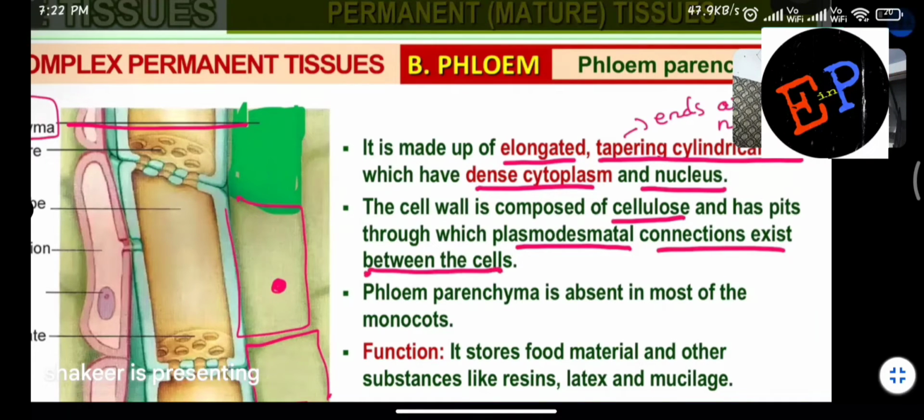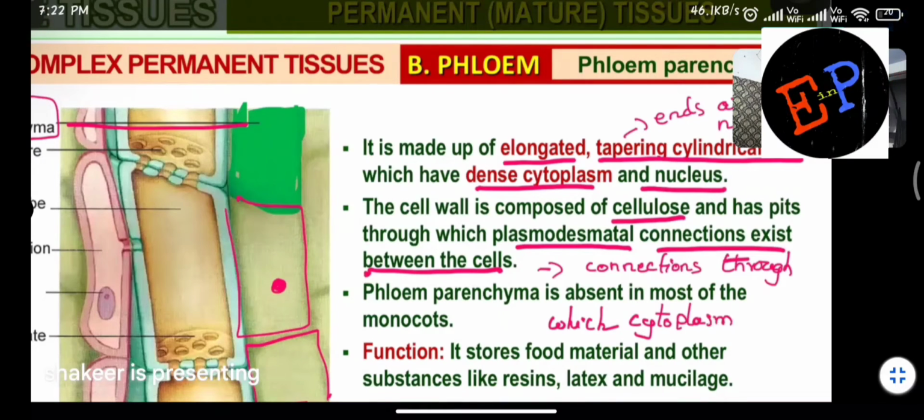What is meant by plasmodesmatal connections, ma? In between one parenchyma cell and another parenchyma cell, there will be some connections through which the cytoplasm will be connected. Such connections are called plasmodesmatal connections. Are you able to understand, ma? Connections through which what is connected? The cytoplasm of two cells is connected. That is called plasmodesmatal connections.